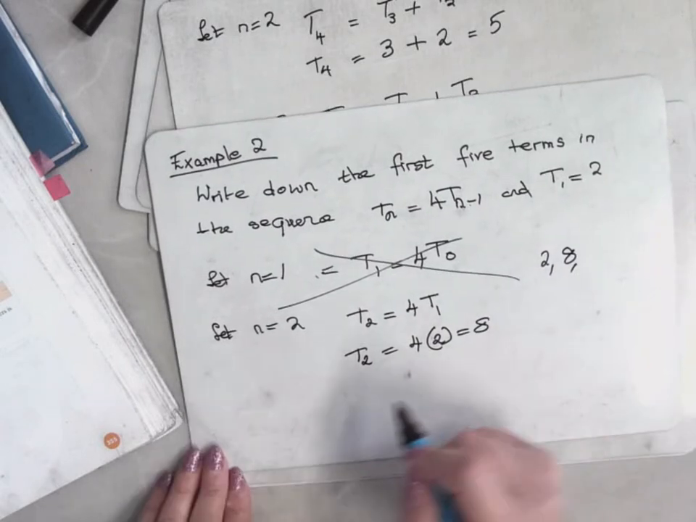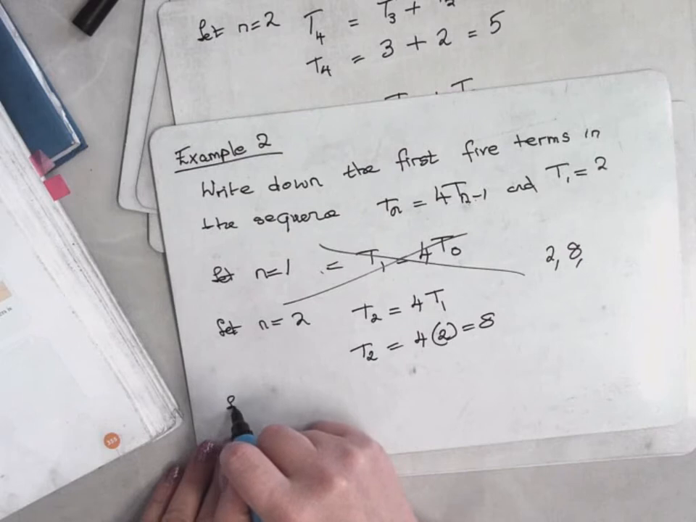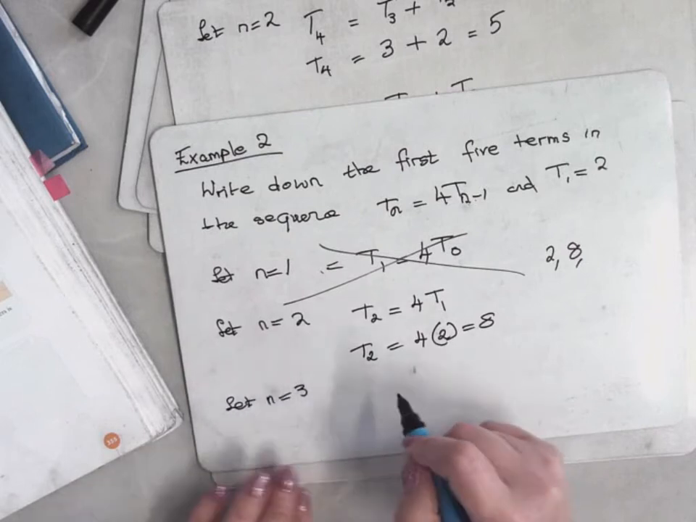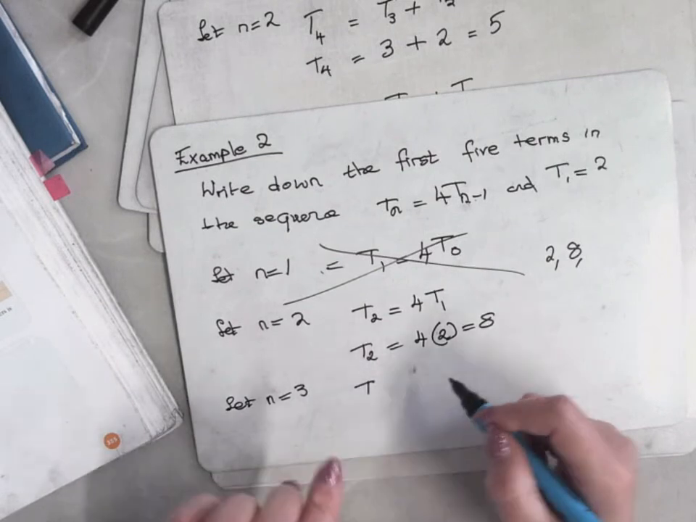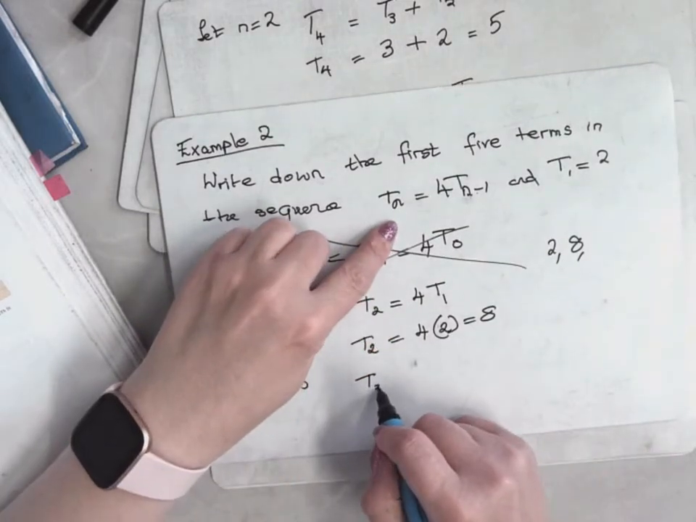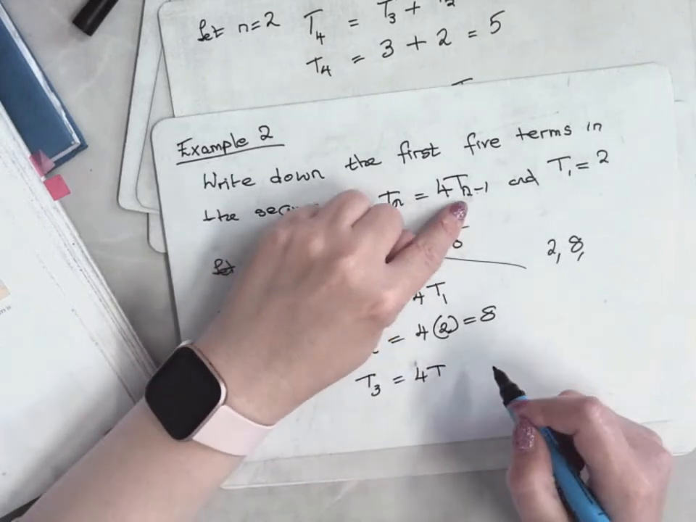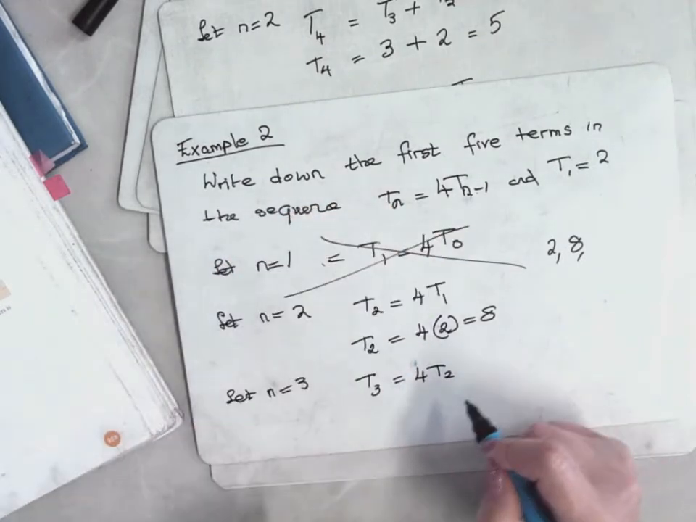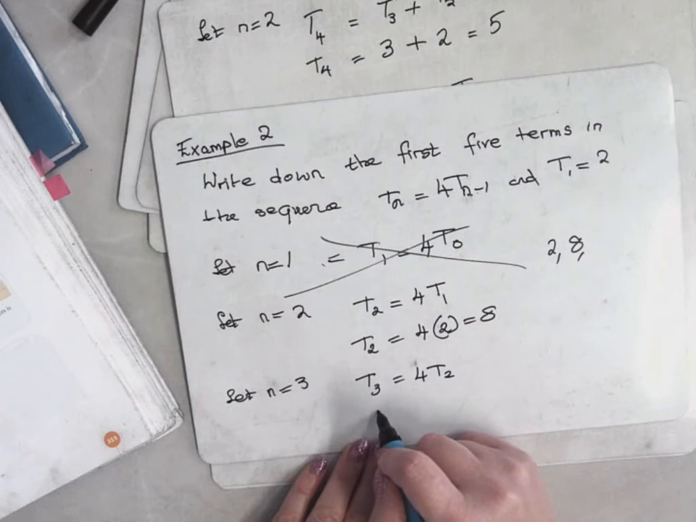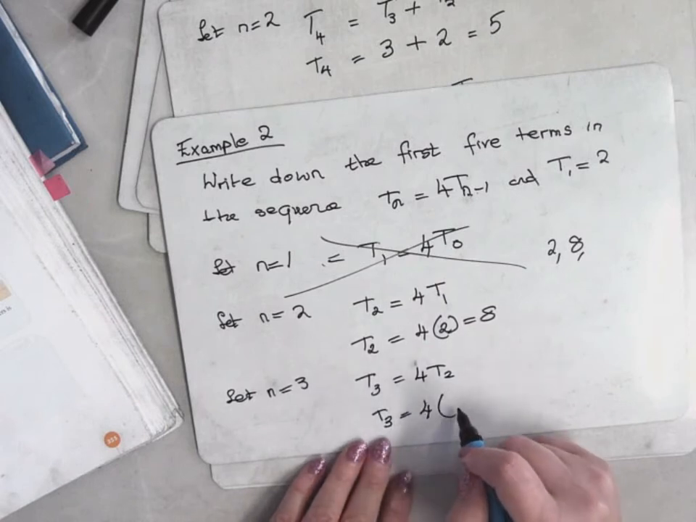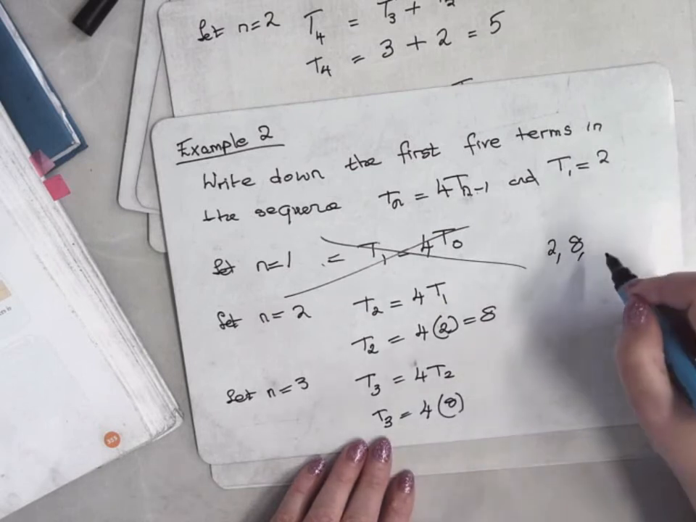I need to keep going. So now I'm going to let n equal 3. To get term number 3, it'll be 4 times term number 3 minus 1, which is 2. And I happen to have term number 2. So term number 3 is 4 times 8, which is 32.